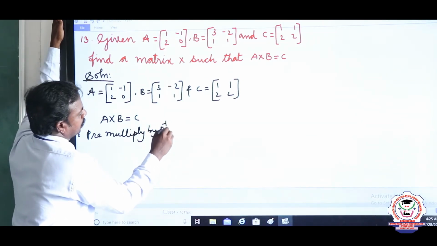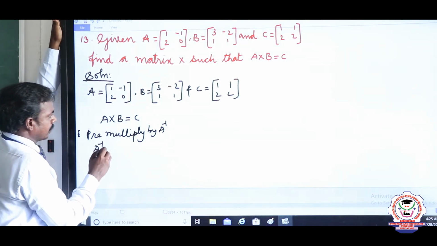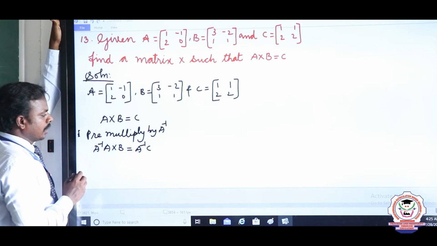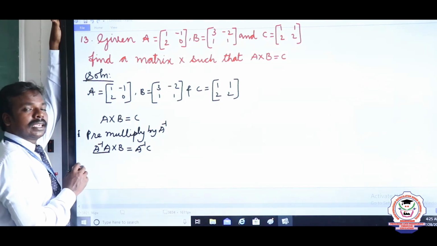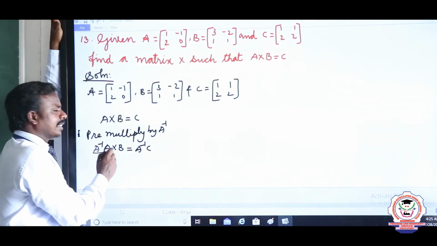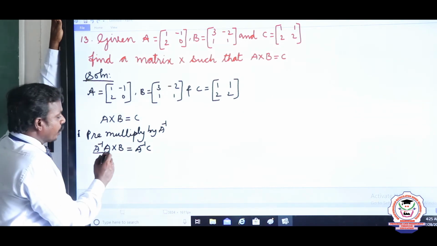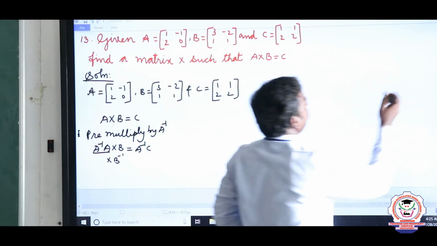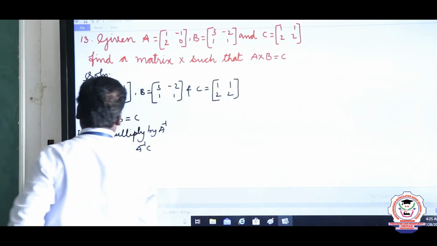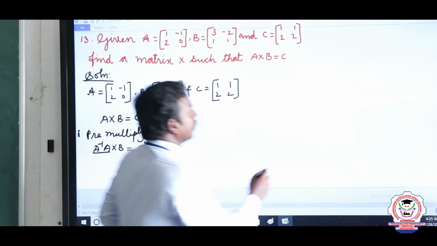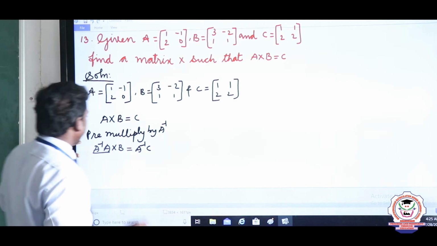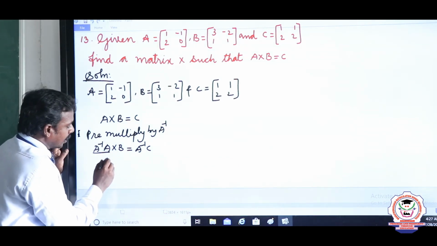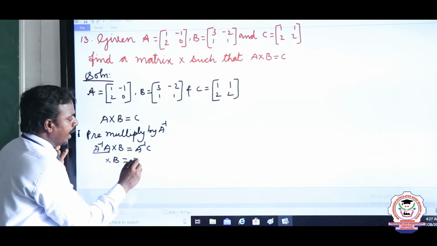Pre-multiply by A inverse. So, how can you write? A inverse into AXB equal to A inverse into C. Here A inverse into A is equal to I, the identity matrix. So, identity matrix into X, again X only will come, because I is the identity matrix. So, XB is equal to A inverse into C.